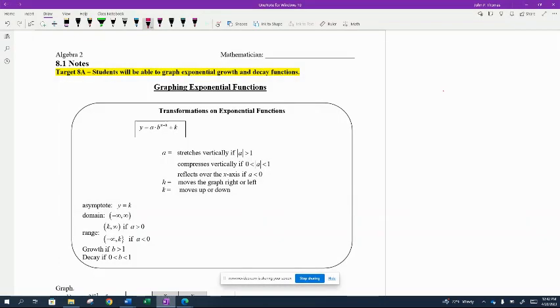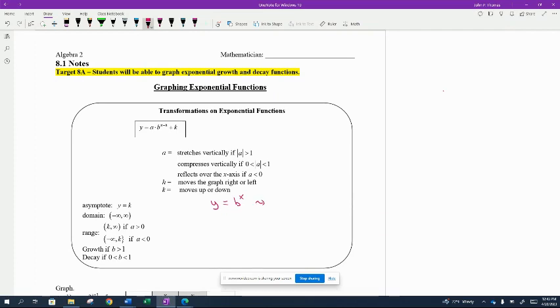Okay, so today we're going to look at graphing exponential functions. So we're really looking at new parent functions, and we're going to treat them the same way we did the sine and cosine functions we graphed last week. So the base function for an exponential is going to be y equals b to the x.